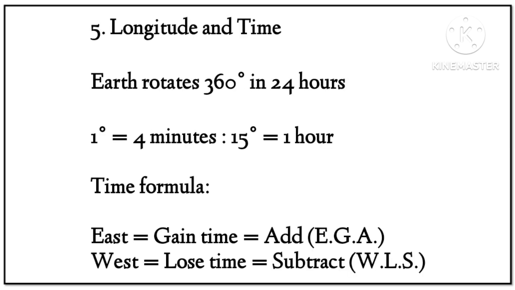Longitude and time: Earth rotates 360 degree in 24 hours. 1 degree equals 4 minutes, or 15 degree equals 1 hour. Time formula: east gains time, so add; west loses time, so subtract.